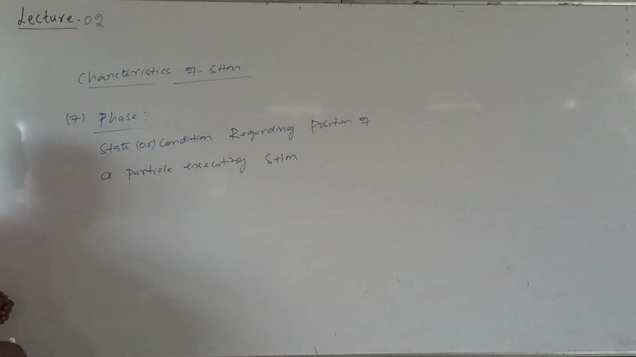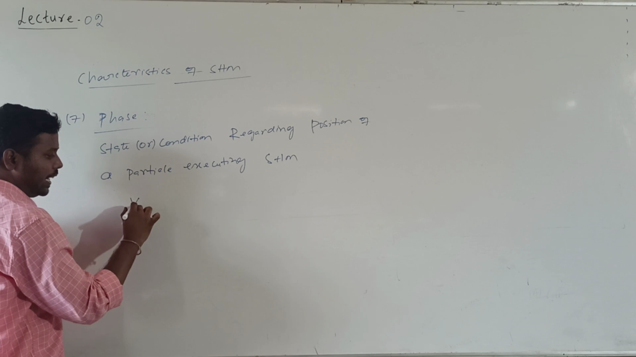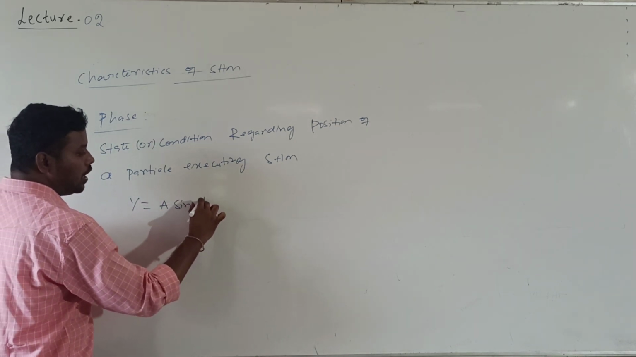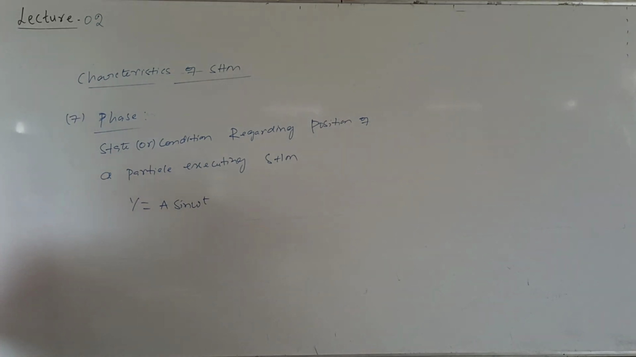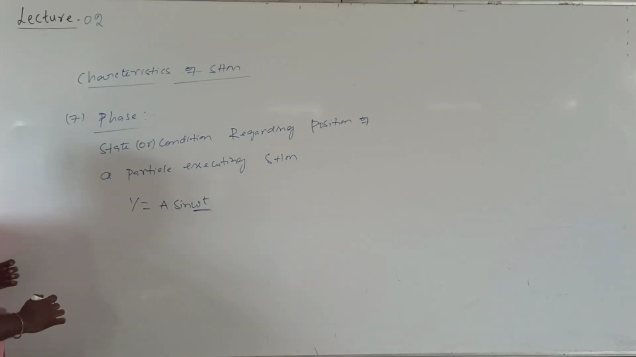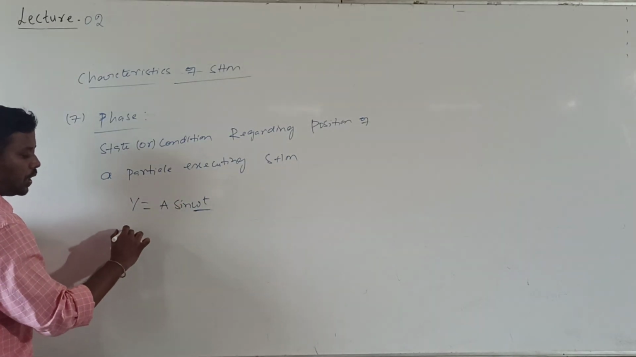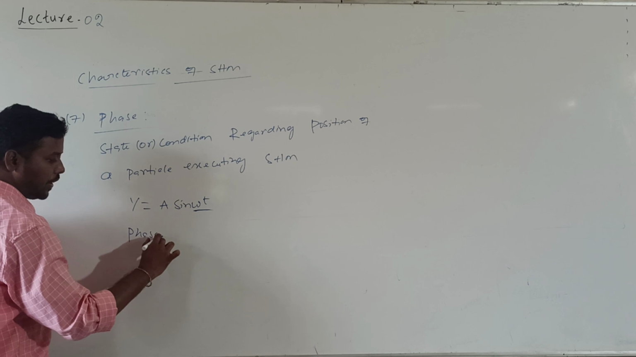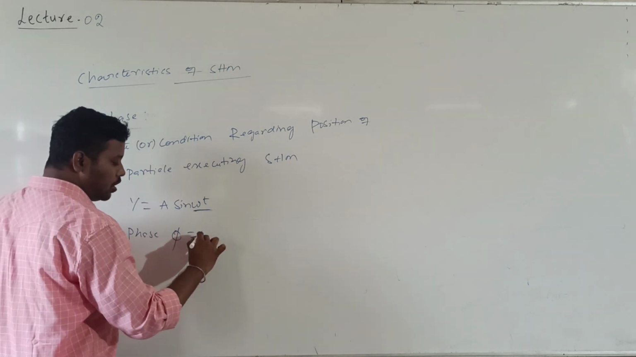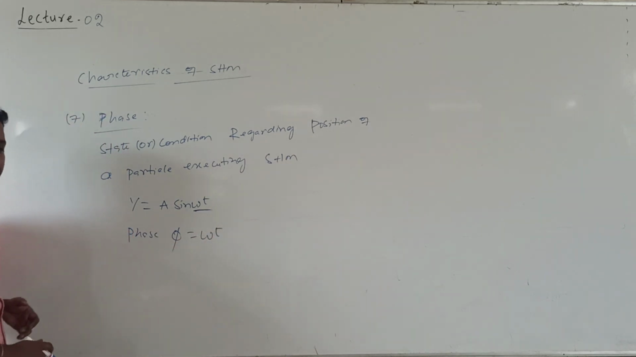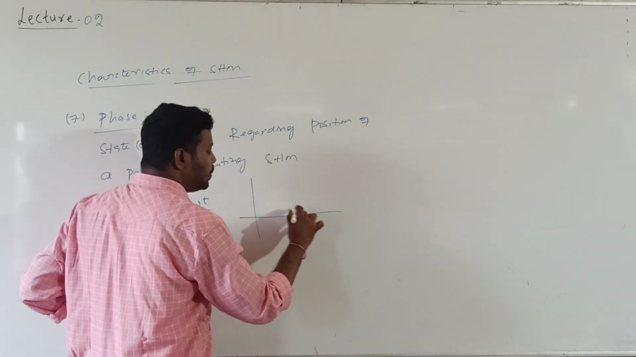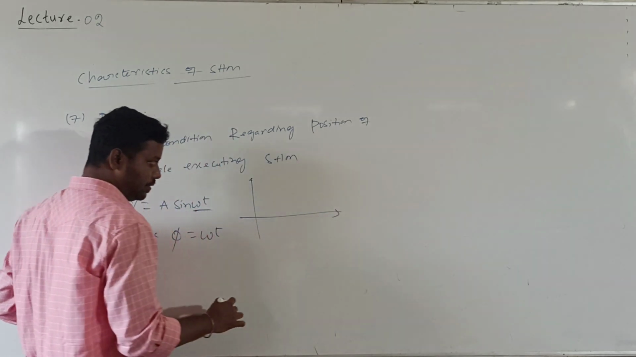To understand this phase definition, let me write the simplest form of displacement: y is equal to a sin omega t. What is the sine argument here? Omega t. This omega t is called a phase. The phase value can be represented by phi, which is equal to omega into t. So what is phase?